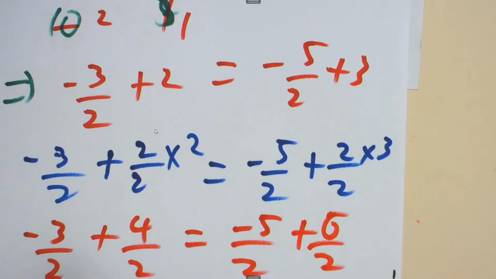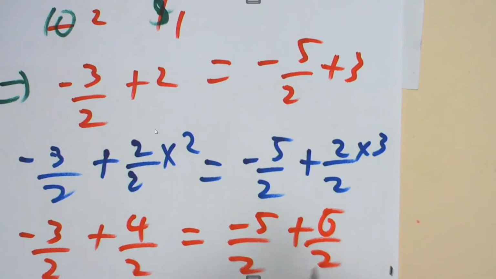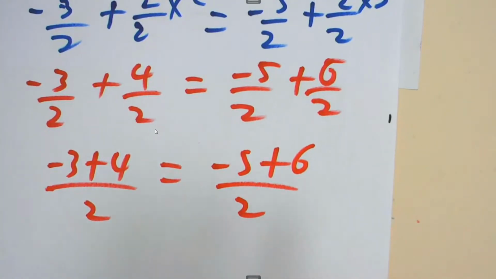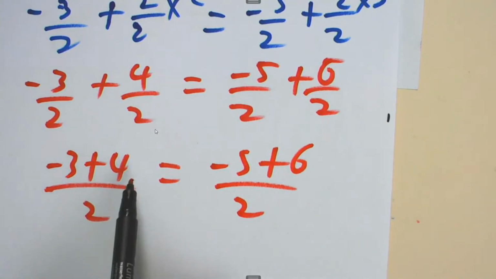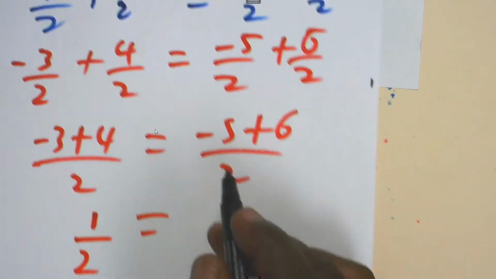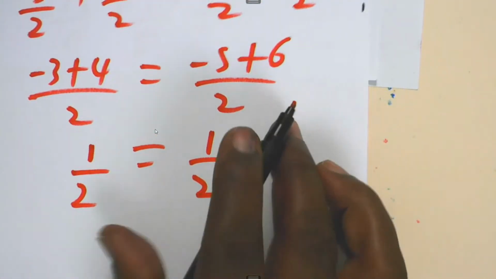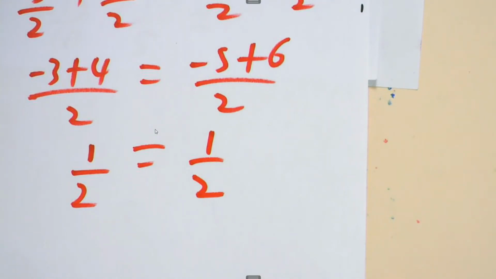Minus 3 plus 4 over 2 equals minus 5 plus 6 over 2. We want to see whether we'll get the same. So what is the difference between negative 3 and 4? It's 1 over 2. What is the difference between negative 5 and 6? It's 1 over 2. Therefore, we were correct.